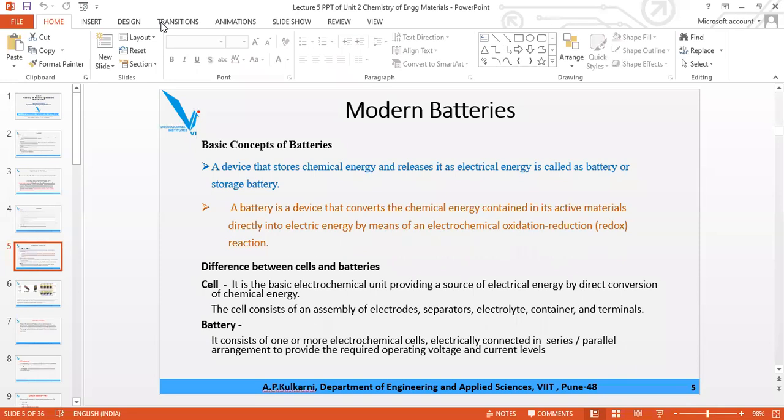But when many cells are arranged either in parallel or in series, then that combination is called a battery. So now we have studied why the batteries today are called modern batteries, because they are leakage proof, they have longer life and they do not harm the instrument in which they are used. Because of these three specifications, they are called modern batteries.